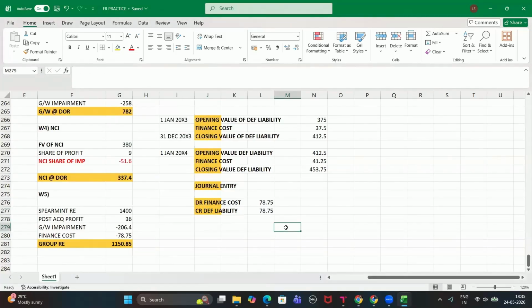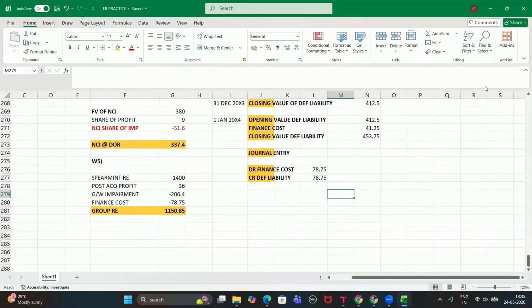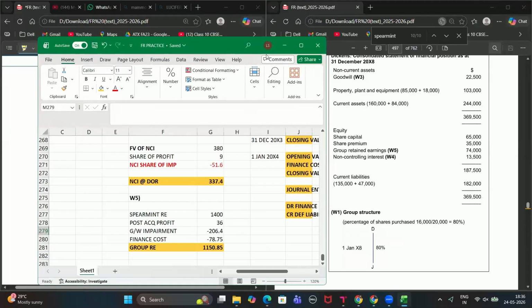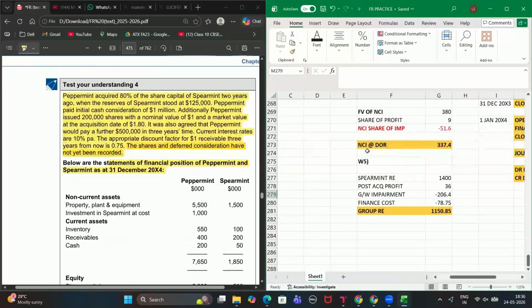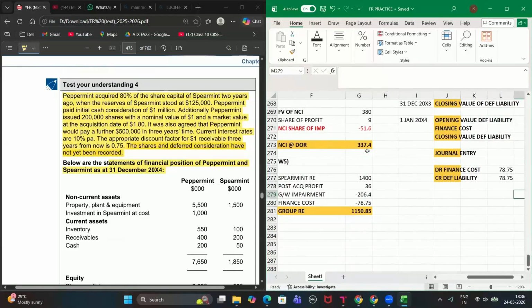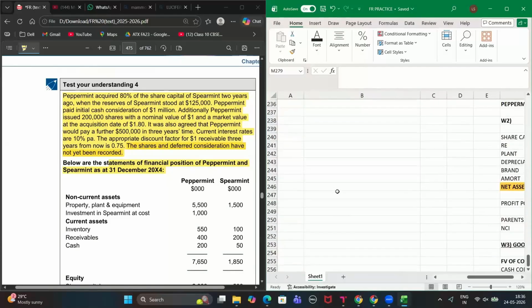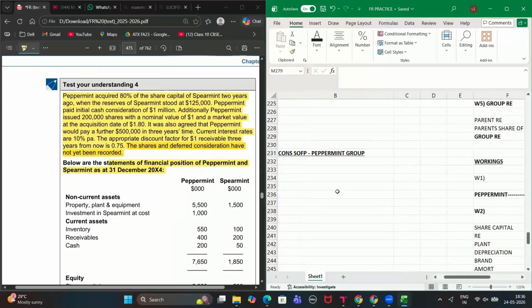Okay, fine. So are we done with the workings now? So shall we make the consolidated SOFP? Shall we start making it? Are you guys ready?